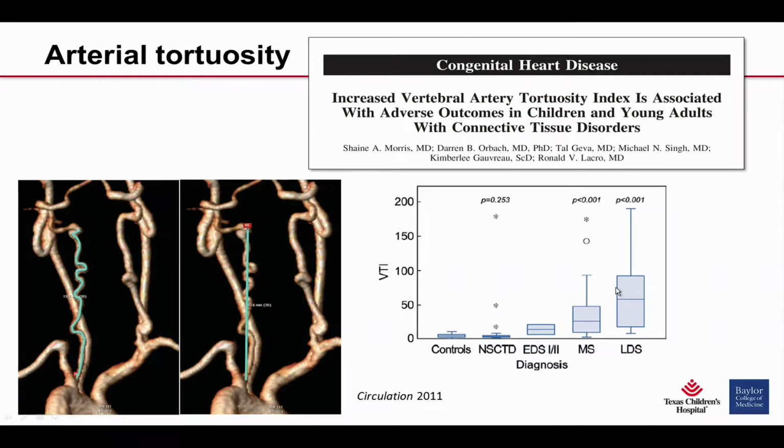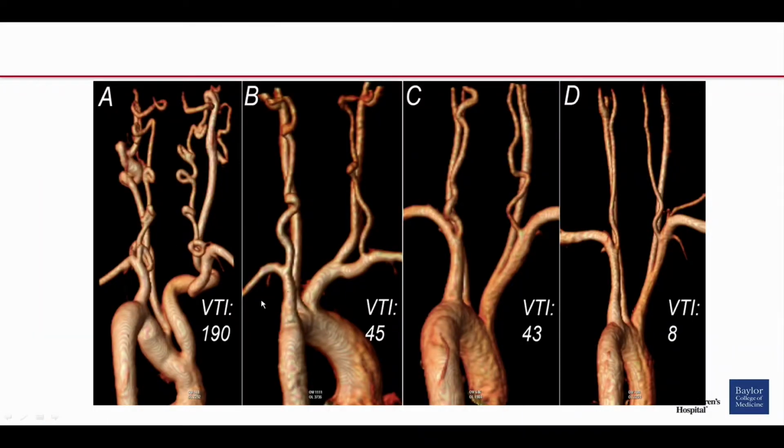And this, just to give an example, was widely variable in families. So this is a patient with a TGFBR2 mutation who had a VTI, vertebral artery tortuosity index, of 190. This is a patient with Marfan syndrome, 45. This is a patient with TGFBR2 mutation who had 43, and this is this patient's mother who had a VTI of only 8. So certainly we saw that arterial tortuosity is not only present in Loeys-Dietz syndrome, and in fact wasn't consistent in families. We saw it both in Marfan and Loeys-Dietz.